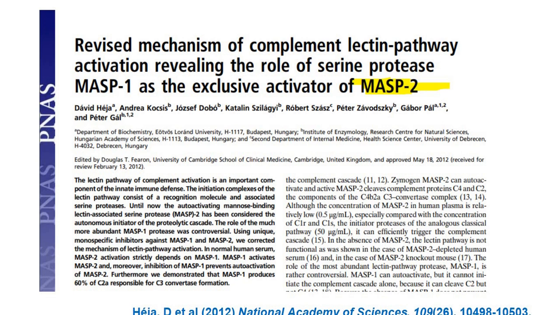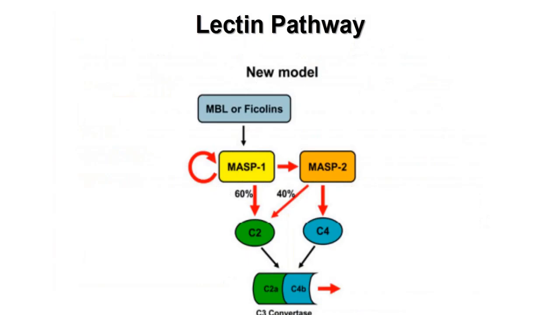This is where I want to correct you, that according to this research paper, yes, I agree that MASP2 is the major player, but remember serine protease MASP1 is the exclusive activator of MASP2. So, according to this research paper, MASP1 is 60%, MASP2 is 40%, MASP1 auto activates and then it activates MASP2, and together MASP1 and MASP2, just like in the classical pathway, act on C4 and C2, and break C4.